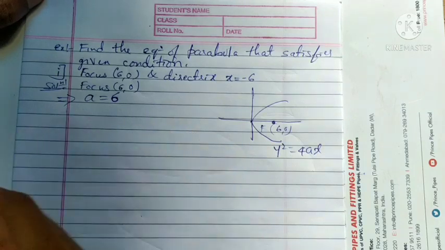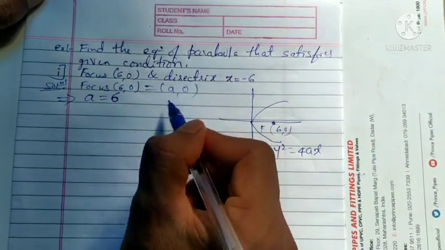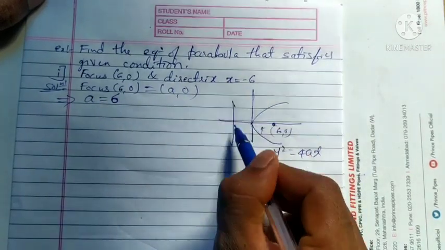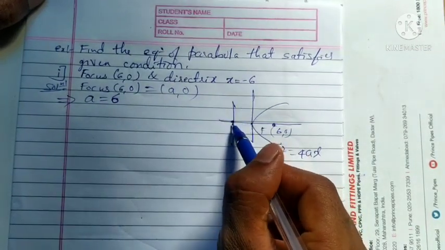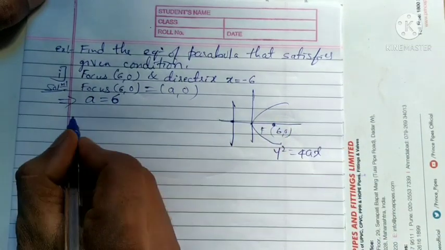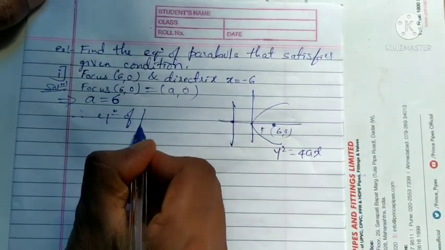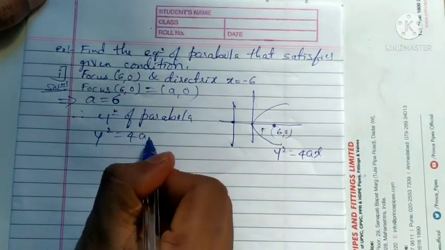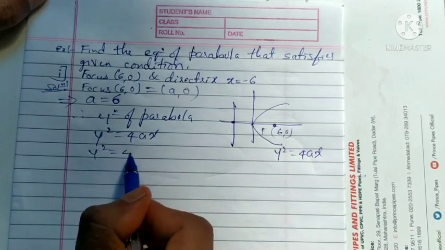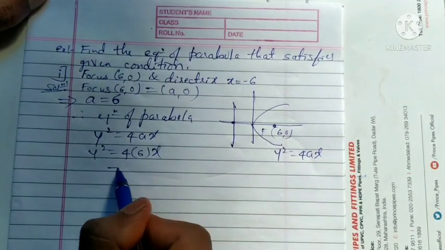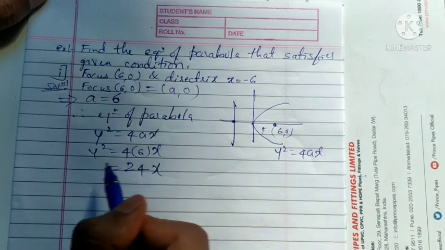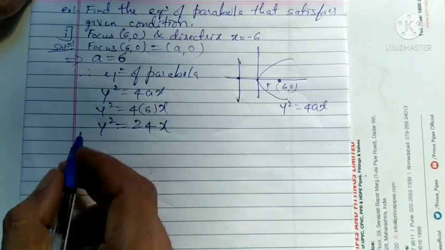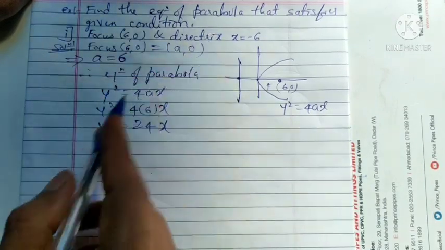Comparing with a comma 0, the directrix is x is equal to minus 6, definitely. So a is equal to 6, therefore the equation of the parabola is y square is equal to 4ax, y square is equal to 4 into 6 x, 4 sixes are 24, y square is equal to 24x. This is how you find the equation of the parabola.